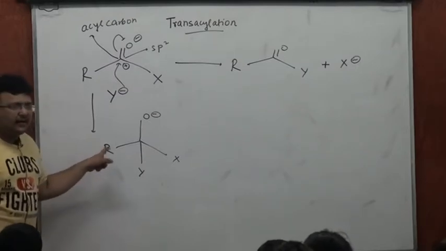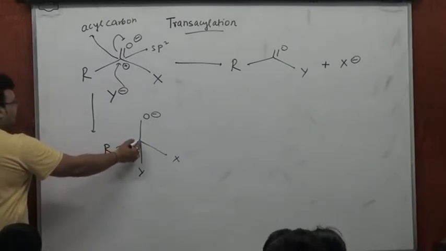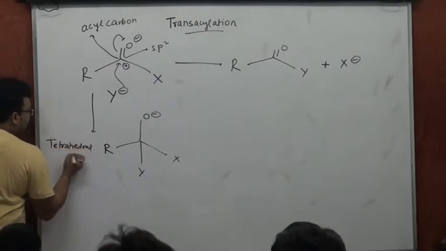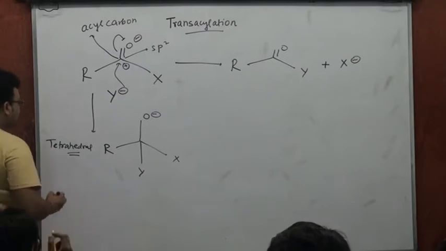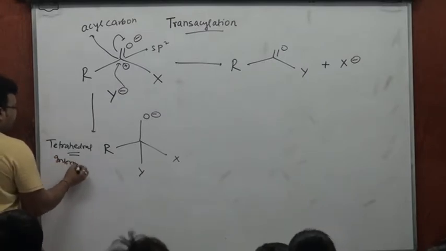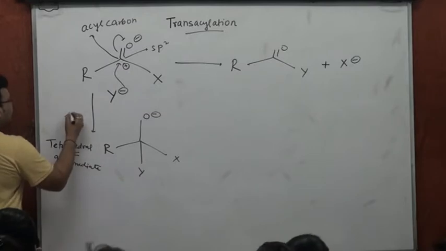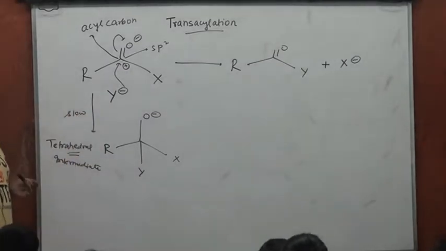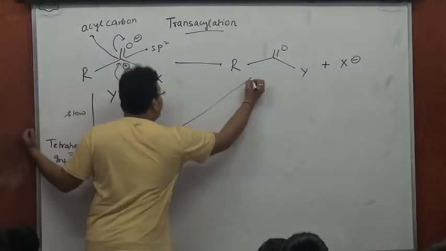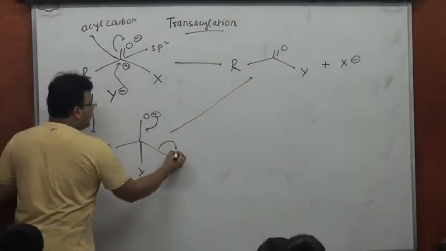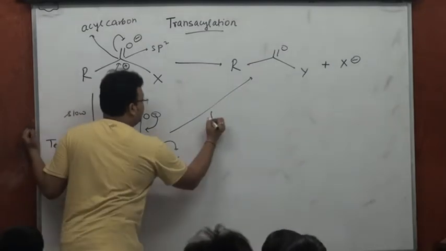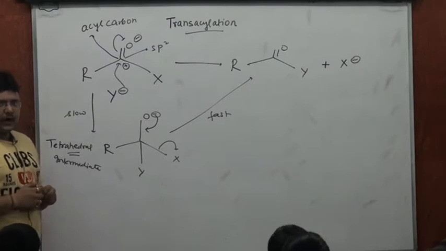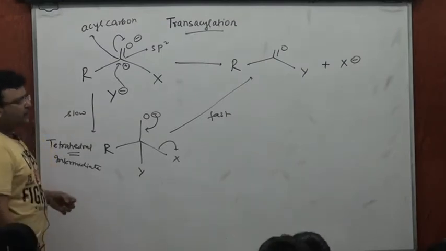a tetrahedral intermediate. This carbon becomes tetrahedral. A tetrahedral intermediate in, suppose, the first or the slow step of the process. Yes or no? And this in the fast step could get converted to the final product, and we can also think of a two-step process. I hope again I am very clear on this part.